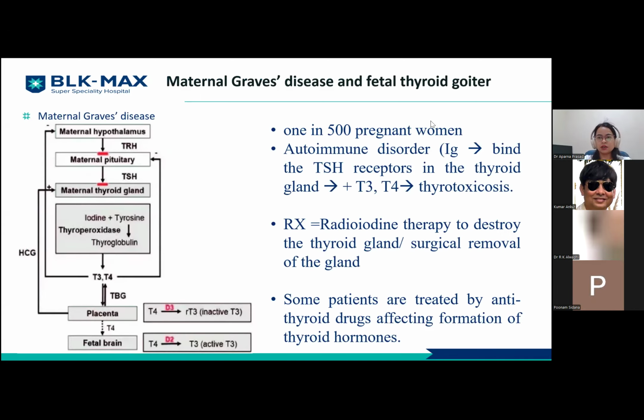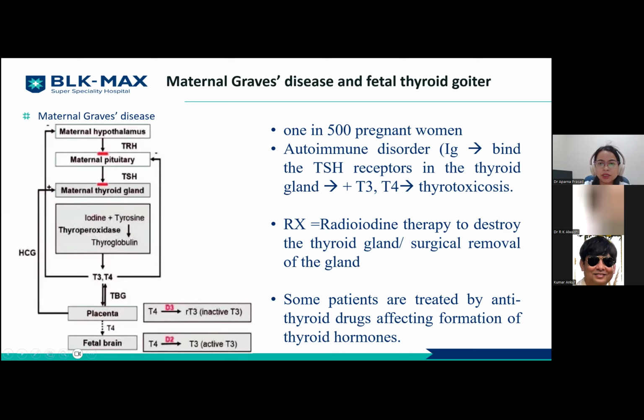So the first case which I am going to discuss today is maternal Graves' disease and its presentation of fetal thyroid goiter. As we know, it's found in 1 in 500 pregnant women. Basically, it is an autoimmune disorder in which immunoglobulins bind to the TSH receptors in the gland and increase the production of T3 and T4, and it causes thyrotoxicosis. The mothers can be treated with anti-thyroid medication like propylthiouracil and methimazole, or they can opt for radioiodine therapy and the surgical removal of the gland.